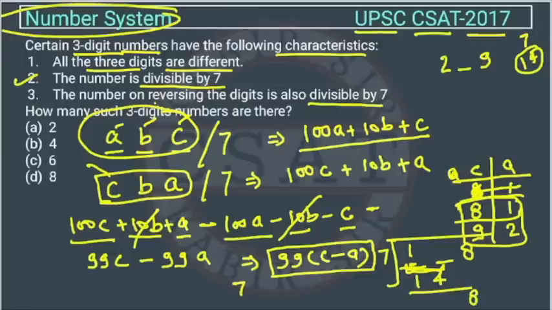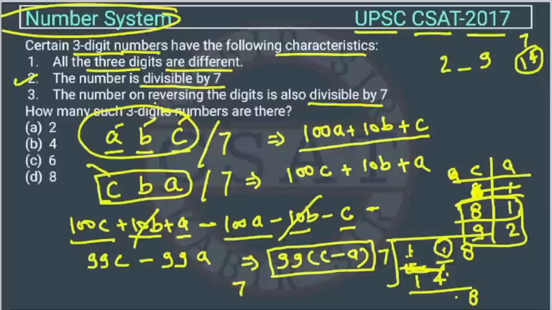So we want a number here such that the difference of these numbers is divisible by 7, right? So can we take 4 here? Can we take 2 here? No, because this is 1 here, this is also 1 here, right? So can we take 3? No. If we are taking 4, then 8 is not divisible, but we want to make it divisible by 7 because it is given in the question, right?